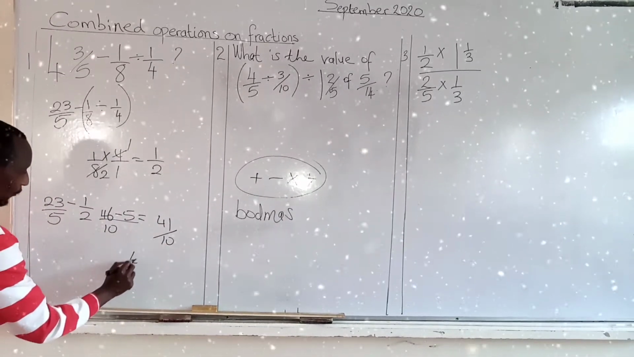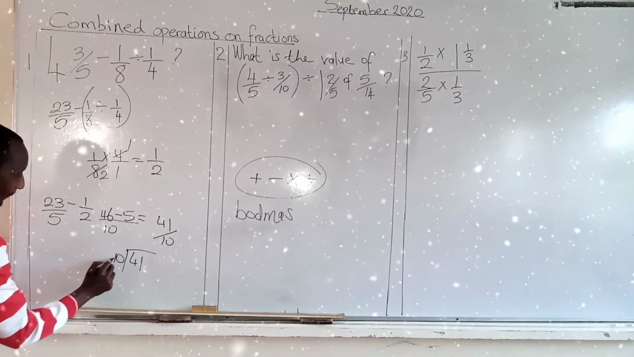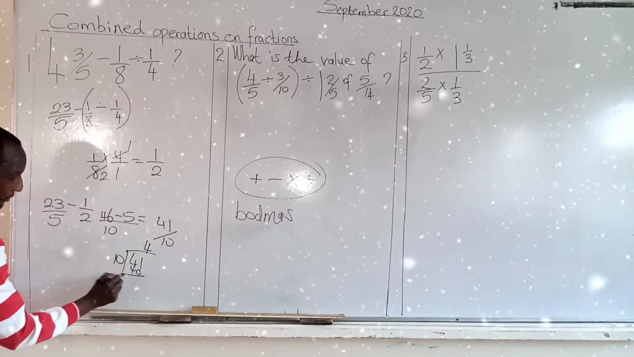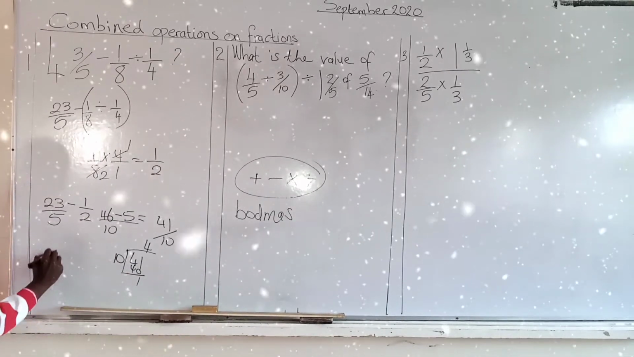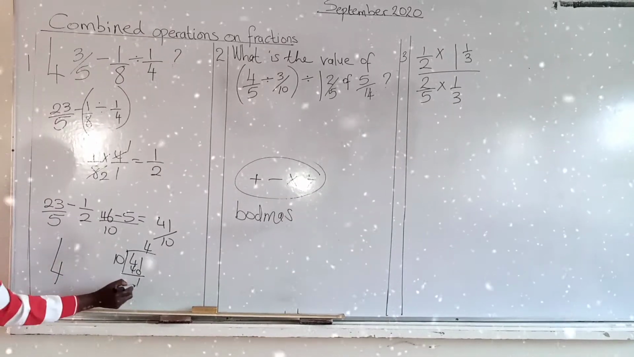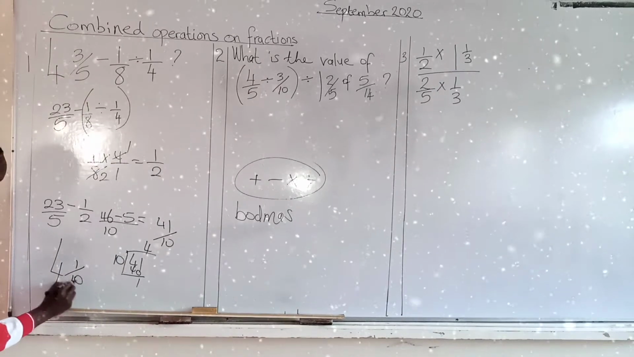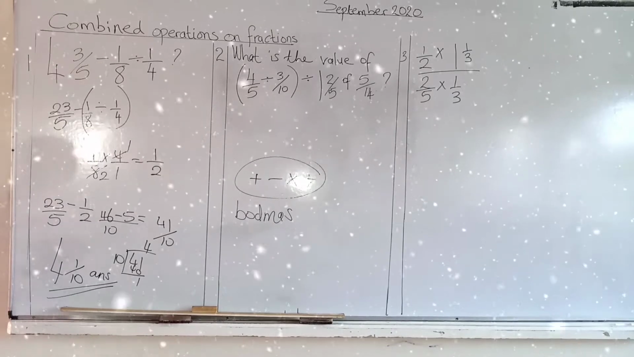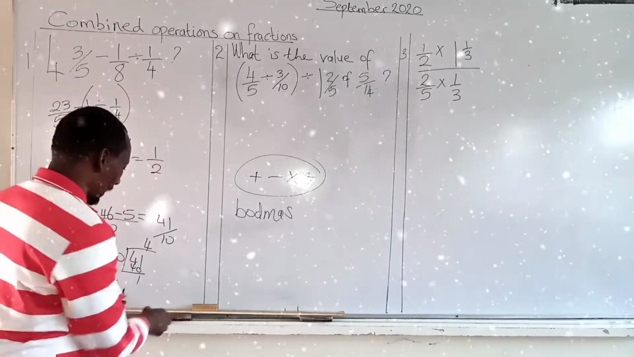Then now you divide 41 by 10, and you get 4 because of 40, remainder 1. So your answer becomes 4 whole and a tenth. 4 whole and a tenth. And that is the answer. Let's look at the second example here.